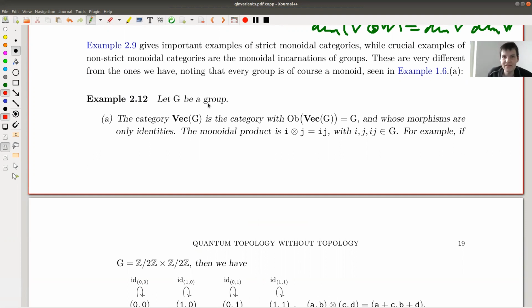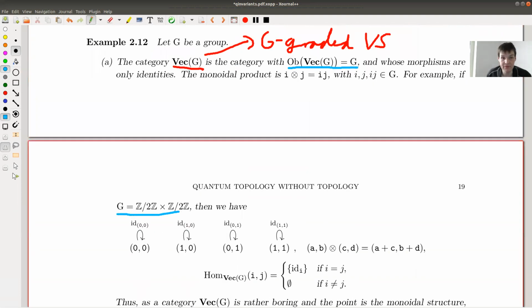So I just take the category Vec_G. G is just some group, and this is G-graded vector spaces, in its kind of skeleton form. And it's a pretty simple construction. The objects are just the elements of G. So, for my Klein four group here, I have 4 objects: 1, 2, 3, 4.